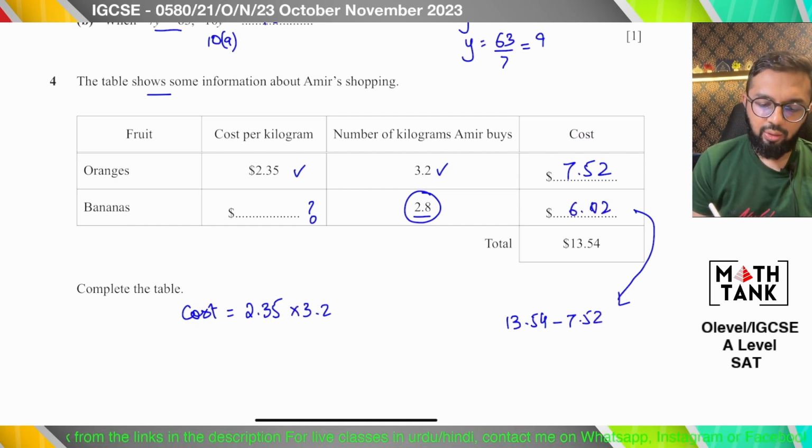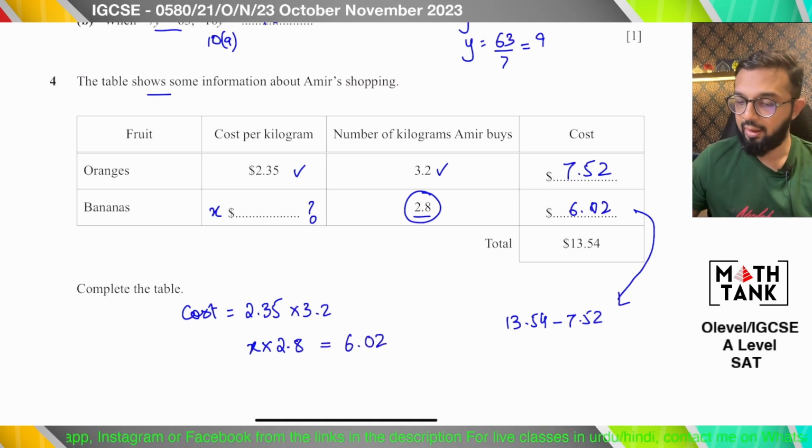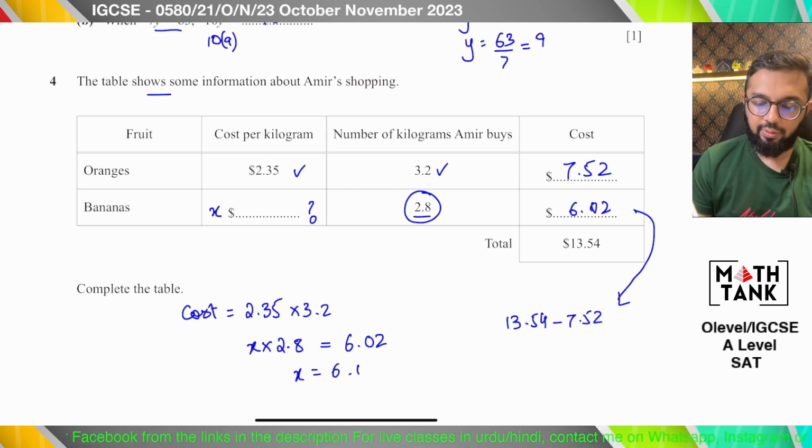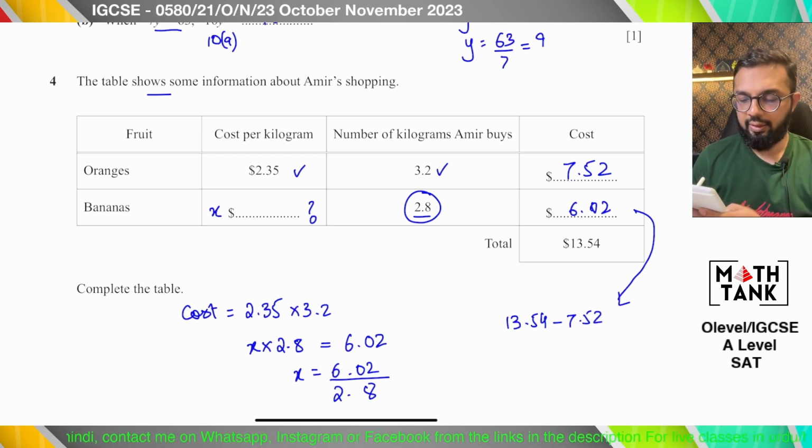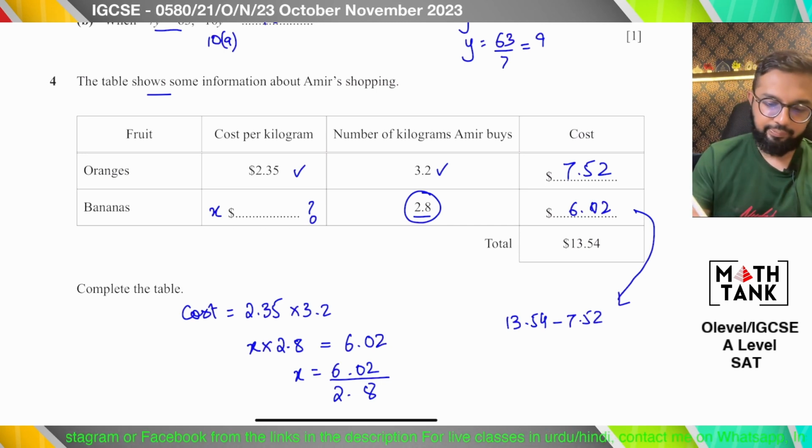Now, how do I go backwards from here? I know that the cost per kilogram must be multiplied. Let's call that x. So x must be multiplied with 2.8 to give me the total cost, which is 6.02. So x equals 6.02 divided by 2.8. 6.02 divided by 2.8 gives me 2.15.